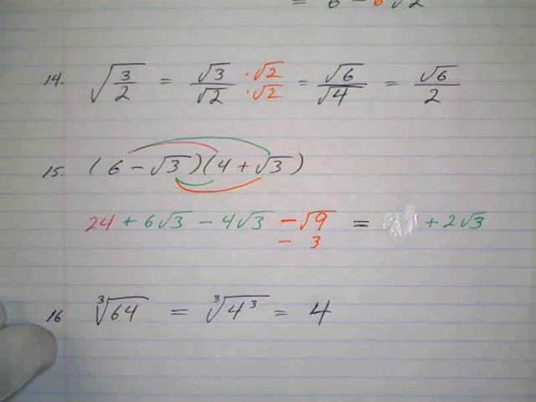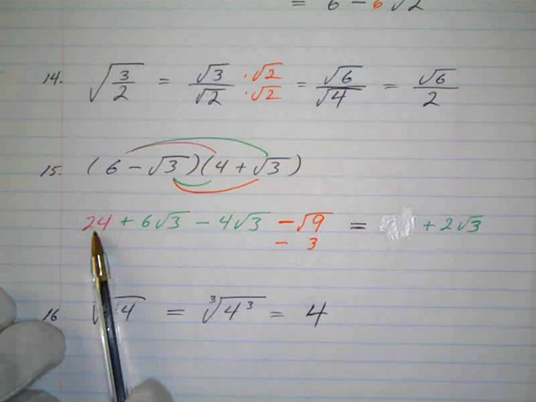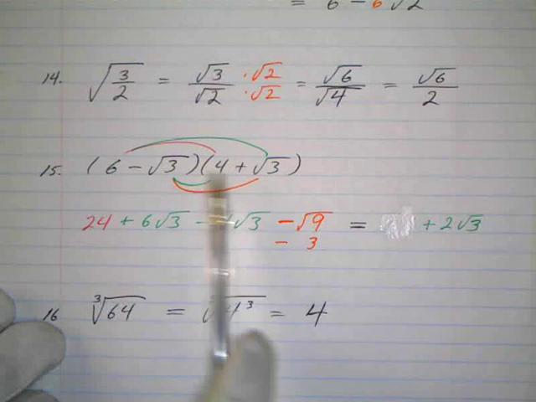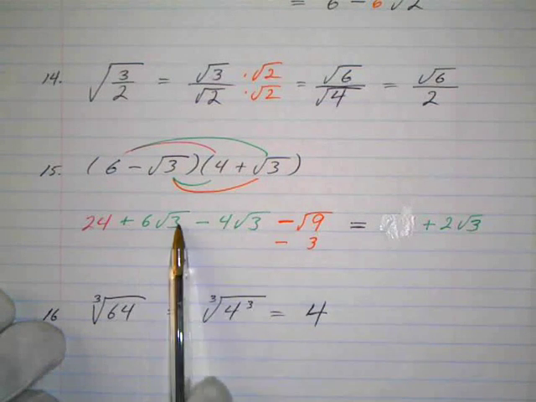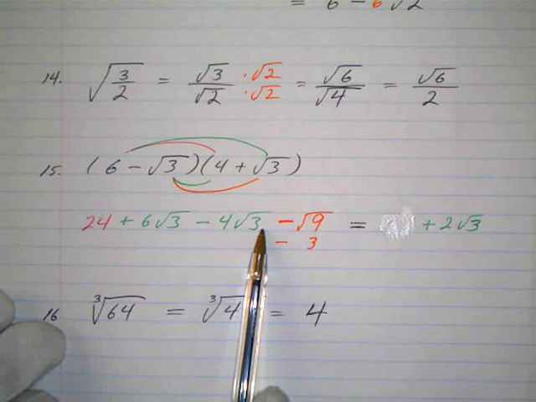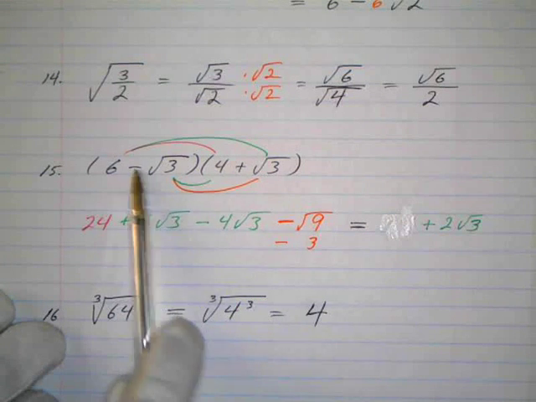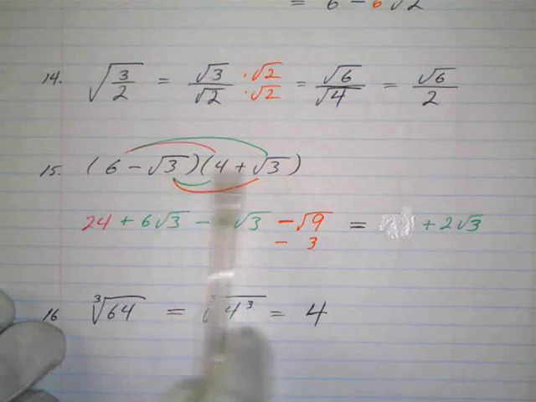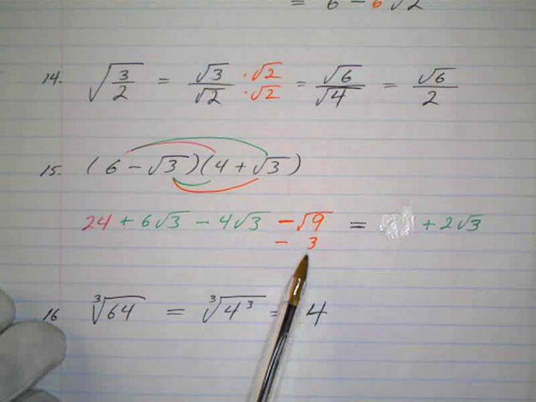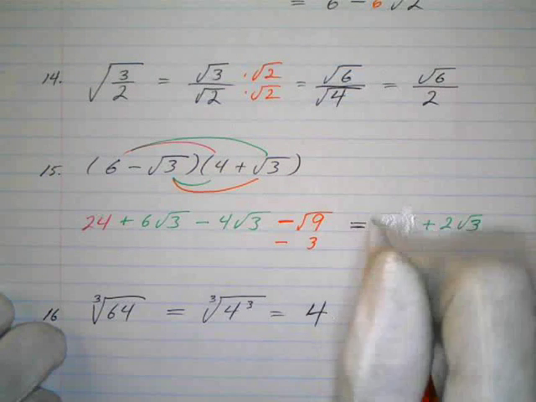I didn't quite finish this, so you get to see me finish it here. So first of all, we'll multiply using the FOIL method. 6 times 4 is 24, and 6 times positive is positive 6 times the square root of 3, and negative 4 times the square root of 3. I put those in green. And then the positive times the negative is a negative, and the square root of 3 times the square root of 3 is the square root of 9, which is actually 3. And then we can simplify these. What's 24 minus 3? It looks like 21.